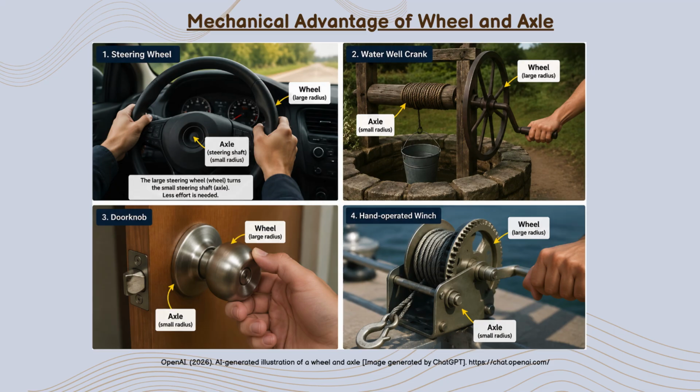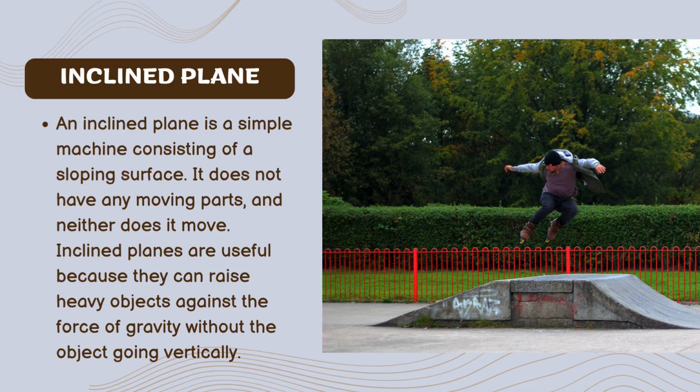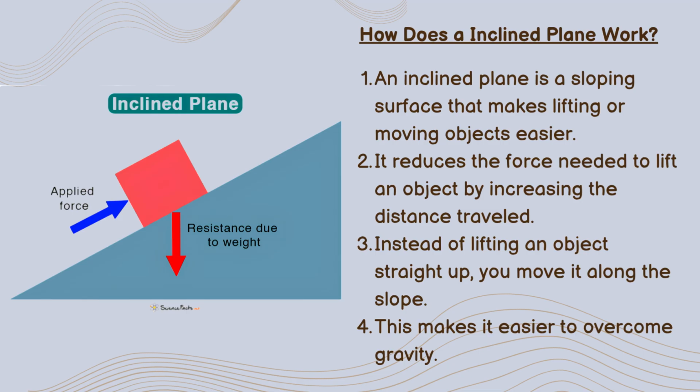So some examples, we have the bicycle, car tires, Ferris wheel, electric fan, analog clock, and winch. Third one is the inclined plane. So this is the flat surface set at an angle used to raise or lower objects. It reduces the force needed by increasing the distance of movement.